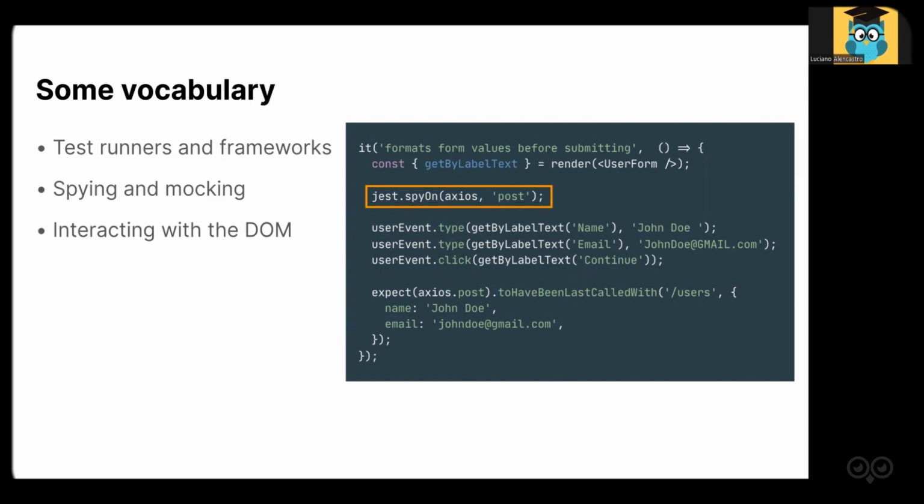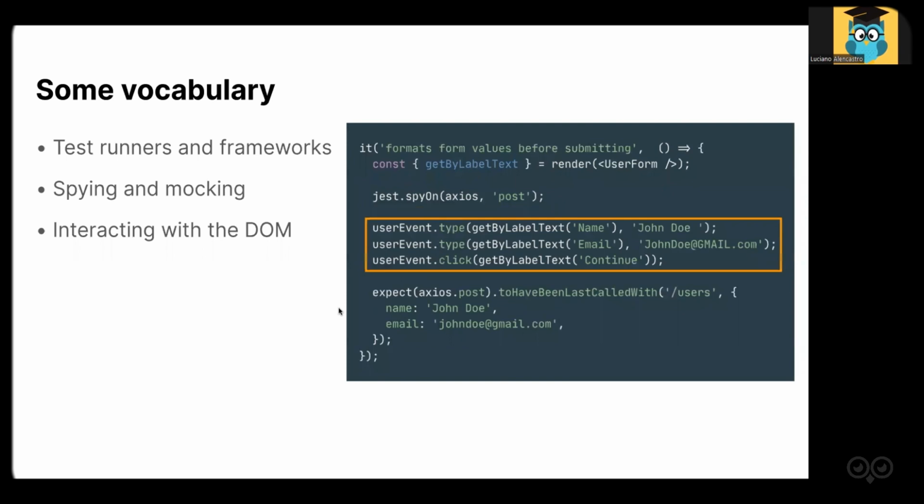And in this case, this spy on function is going to give me the two things that I need. I don't want to call this API over and over again in my automated tests. But at the same time, it gives me a way to watch the function calls, how many times it was called, was it called at all, with which parameters. And with that kind of thing, I can make those kinds of assertions that I have here in the expect function. But then I also need a way to interact with the DOM.